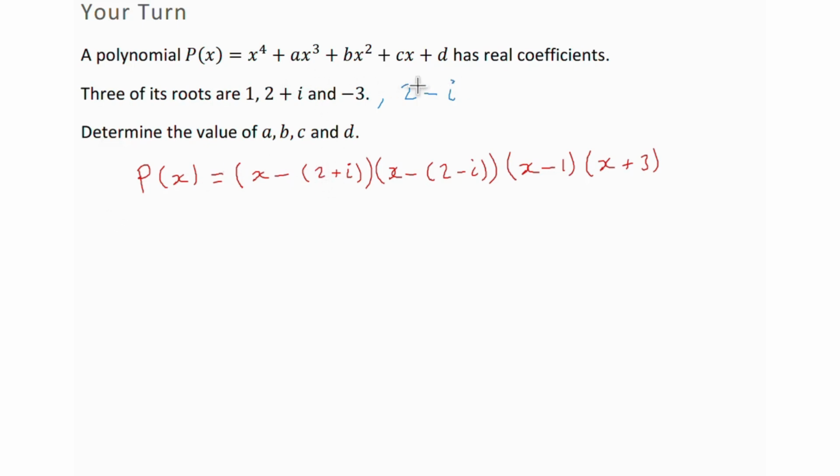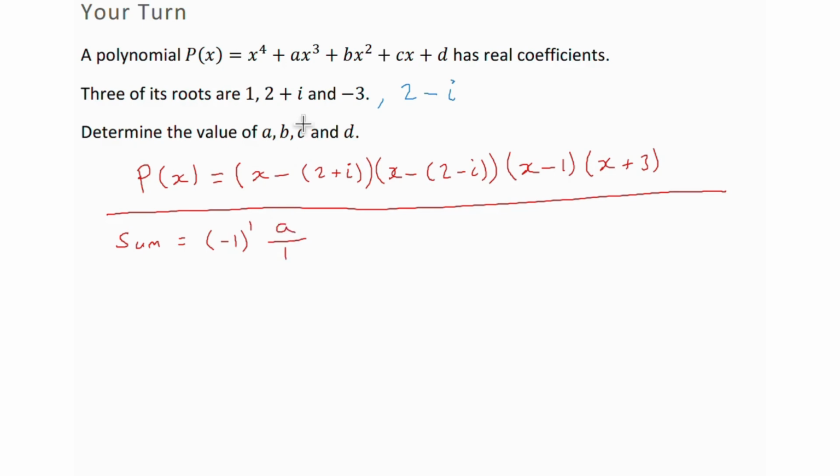For now, I'm going to use the sum and product of the roots, though, just to show you a different way to approach this particular problem. So first of all, we know that the sum of the roots is equal to minus 1 to the power of 1, always over the leading coefficient, and it's jump 1 back, which is a. So the sum is going to be equal to minus a, and that is 1 plus 2 plus i plus 2 minus i minus 3. So minus a is equal to 2. So a is equal to negative 2.